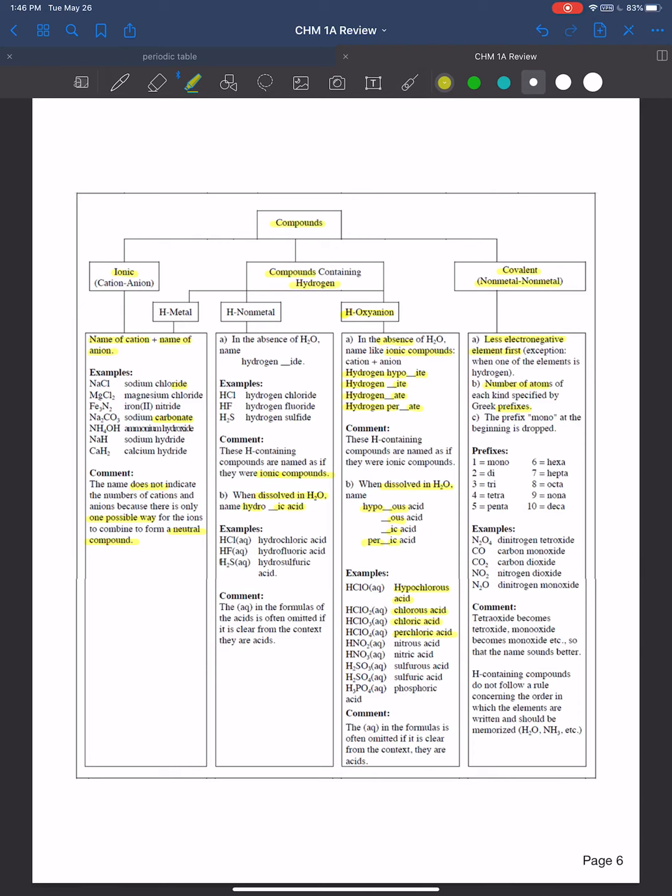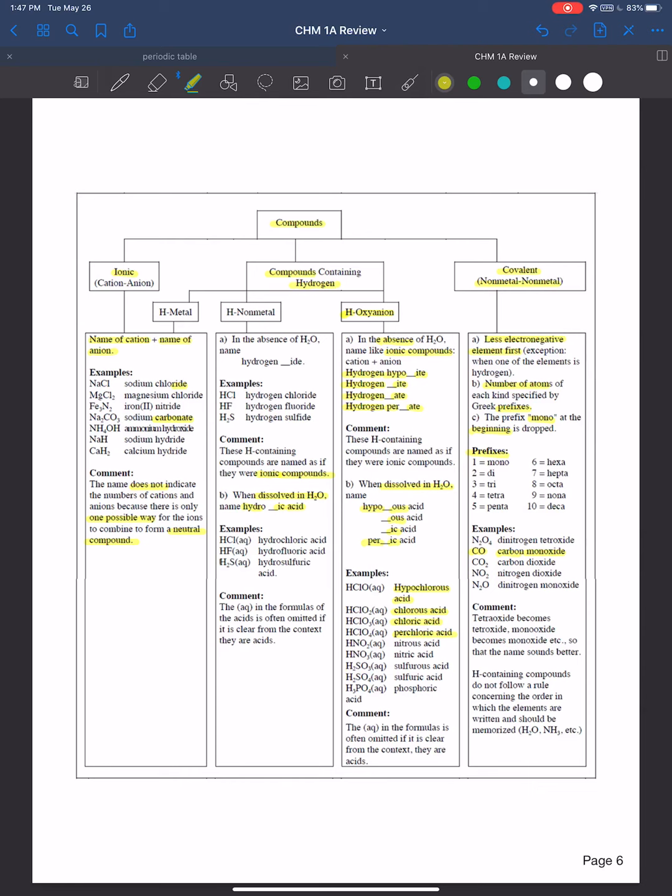way to combine, for example, carbon and oxygen together. In addition, the prefix mono, if it's at the beginning, is usually dropped. So for example, carbon monoxide. We don't normally say monocarbon monoxide. We drop the mono in front of carbon and just say carbon monoxide. Make sure that you become familiar with these prefixes if you're not already. So as you can see here, carbon monoxide, and so on and so forth.